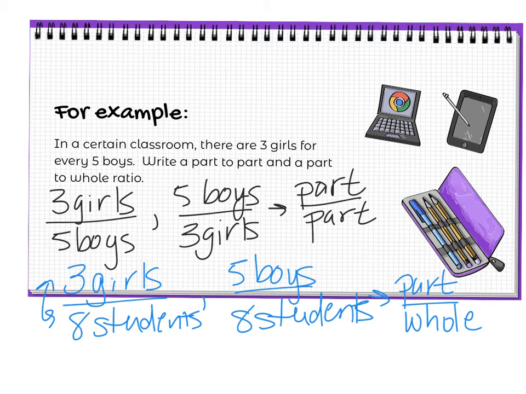And a lot of times, and I know you did this in 6th grade, they'll ask you the part to whole, so you have to realize, oh, if I have 3 girls and 5 boys, that means I have 8 students. Okay, all right, so let's see what's next.